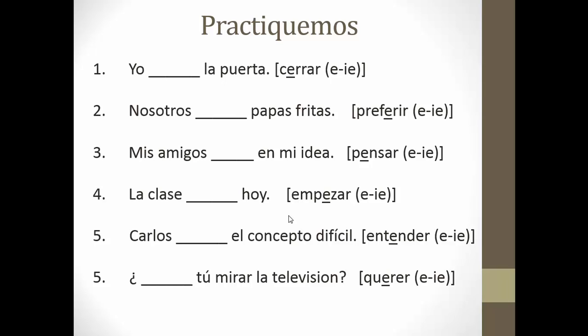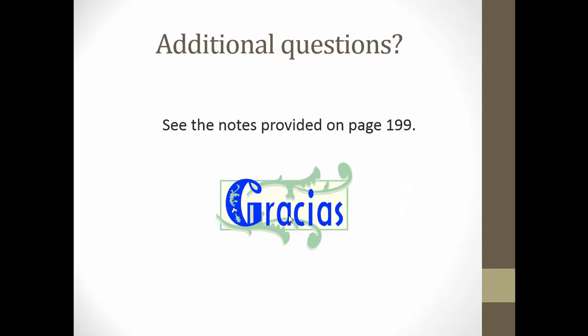Cinco, Carlos understands the difficult concept. Carlos entiende el concepto difícil. And then the last one should say número seis, and it wants to ask, do you want to watch TV? So we're going to stem change, and we're going to say, ¿Quieres tú mirar la televisión? And notice we should have an accent mark on the O in televisión.